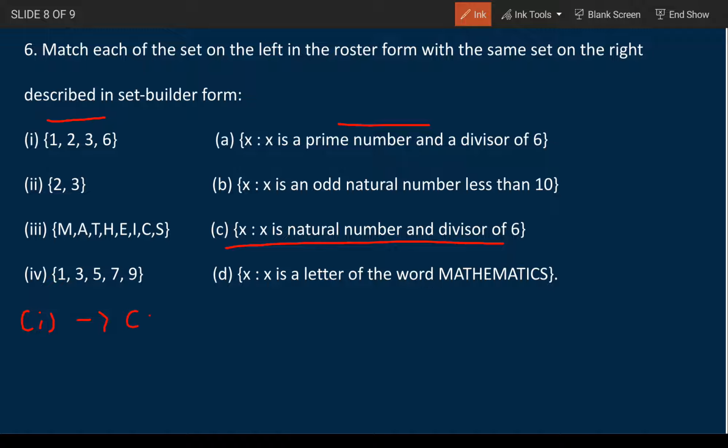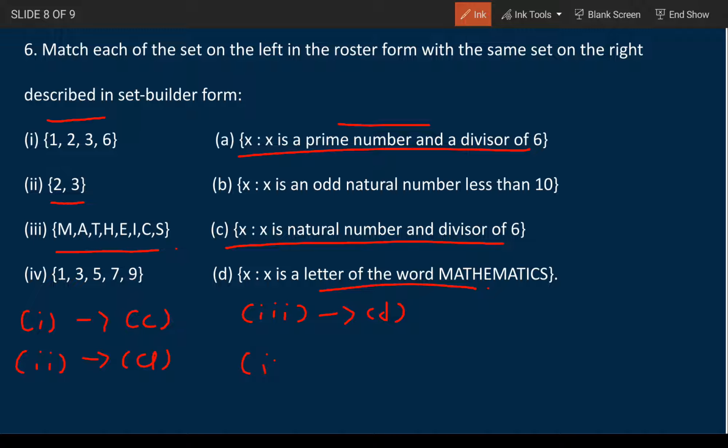So the first goes to C. Second, we have 2 and 3. So x is a prime number divisor of 6, so second goes with A. Third one is the word mathematics, letters of the word mathematics. So third one goes to D. And last, the fourth one goes to B. 1, 3, 5, 9, odd natural numbers less than 10.